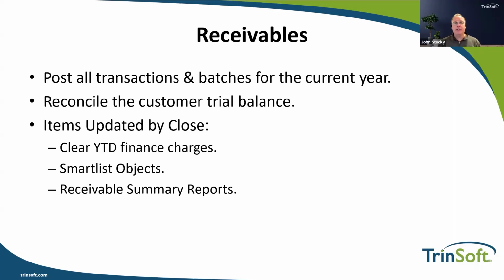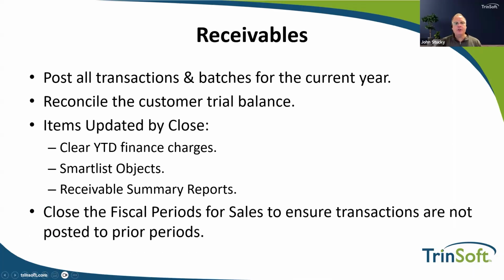A couple of items that get updated when you run the close process in receivables. It's going to clear year-to-date finance charges. Again, it's related to some of those lookups and some of those totals that you're displaying when you look at a customer's information. The smart list objects are cleared and receivable summary reports. In addition, you want to close fiscal periods for sales to ensure that transactions are not posted in different periods. You want to be sure that you line that process up.